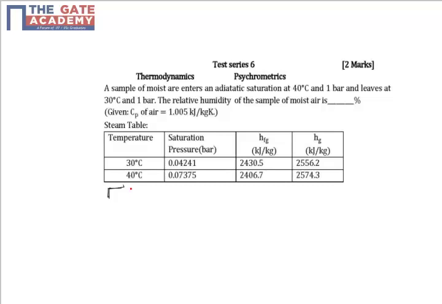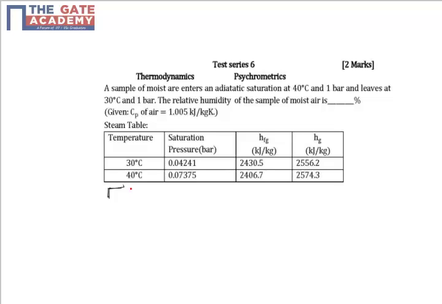In this question, a sample of moist air enters adiabatic saturation at 40 degrees centigrade and 1 bar and leaves at 30 degrees centigrade and 1 bar. We have to find out the relative humidity of the sample of moist air. The data of saturation pressure and enthalpy values at different temperatures are already given in the table.